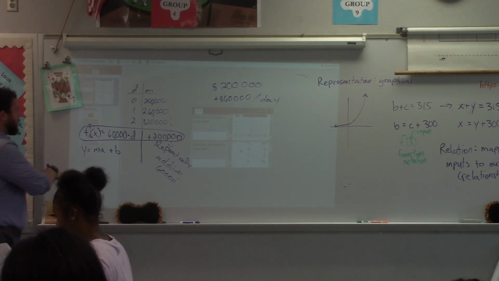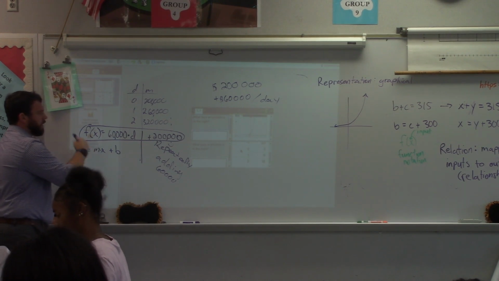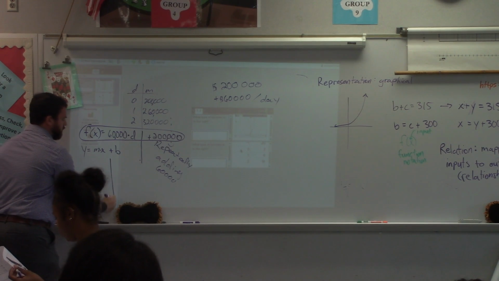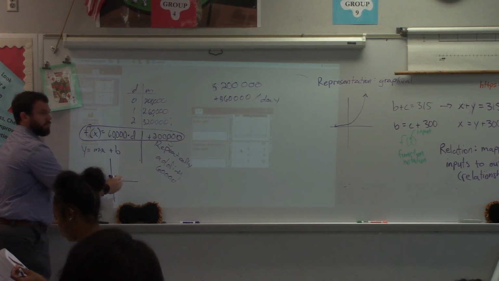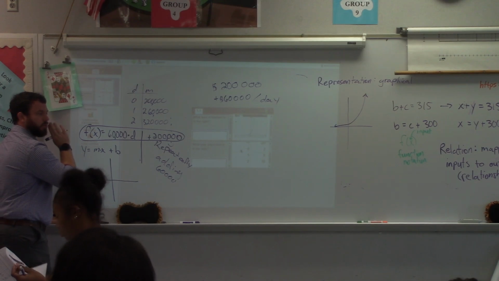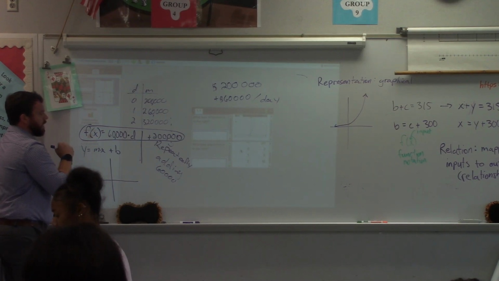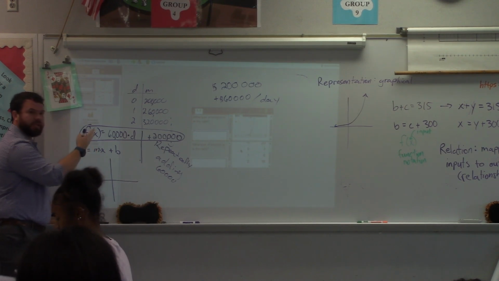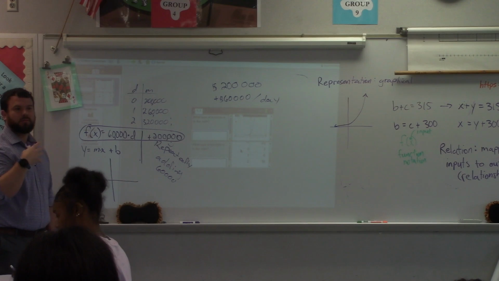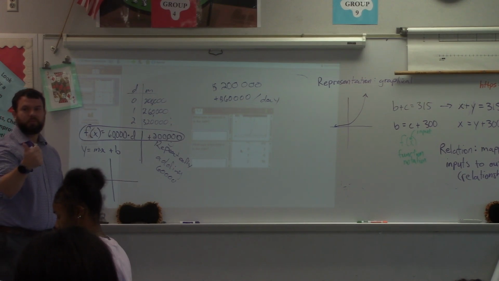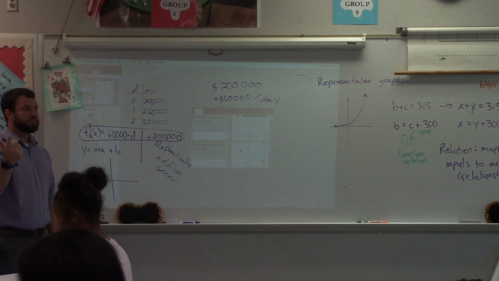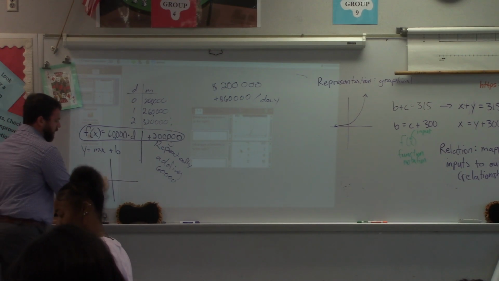And so when we graphed this function, and I'll show it again later, what type of function was this, or what do we see on the graph? It's a linear function, so what do we see? A line, there we go, okay. And does anyone remember what the y-intercept would be? We can see it in the table, we can see it in the equation. It's 200,000.